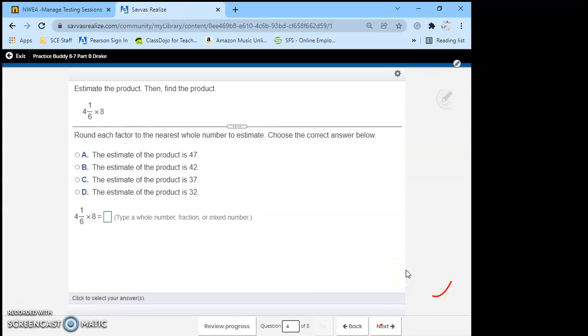4 and 1/6 times 8. Estimate. Well, we have 1/6. Half of it would be 3/6, so we keep it at 4. Times 8. 8 times 4 is 32. That's our estimate. 4 and 1/6 times 8.